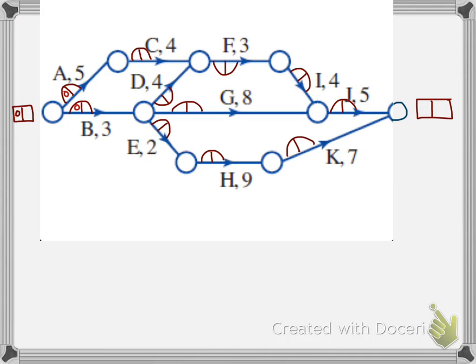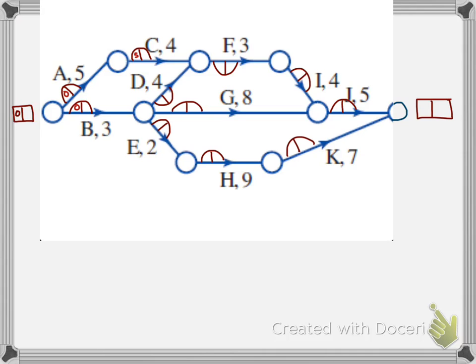Let's work our way forwards. Okay, Activity A is going to take us 5 minutes. So if it starts as early as 0 minutes, takes 5 minutes, well, the earliest we can start Activity C is at the 5-minute mark. So I'm going to put a 5 in here.